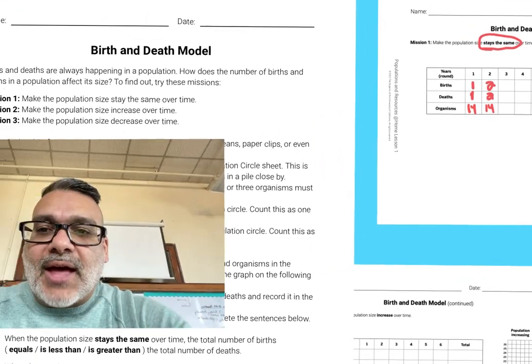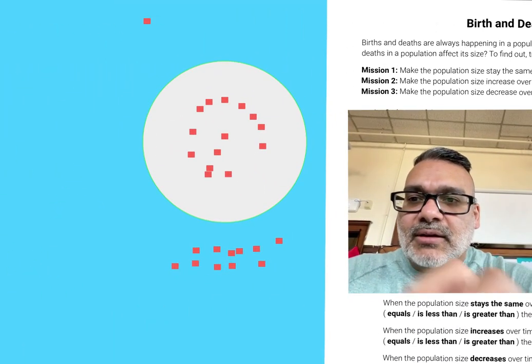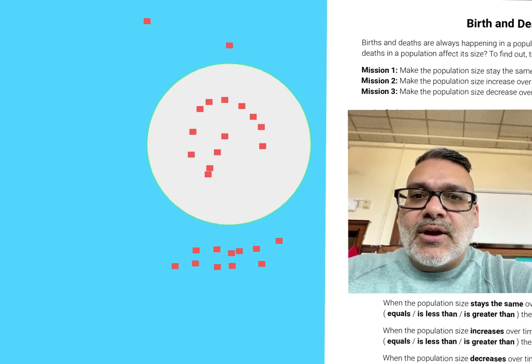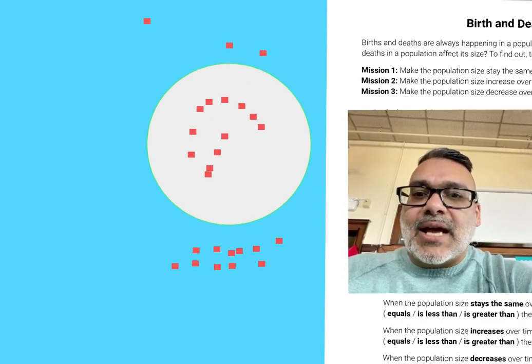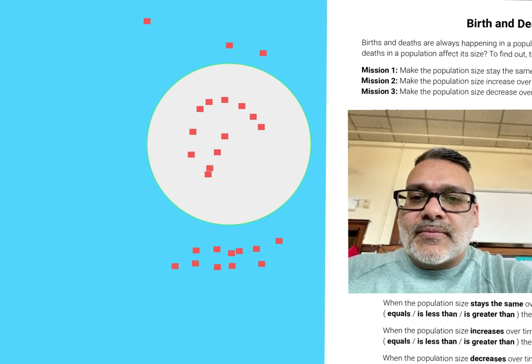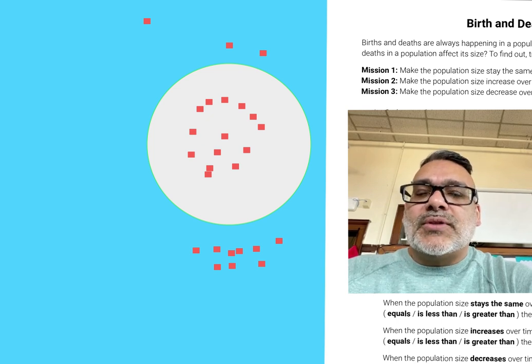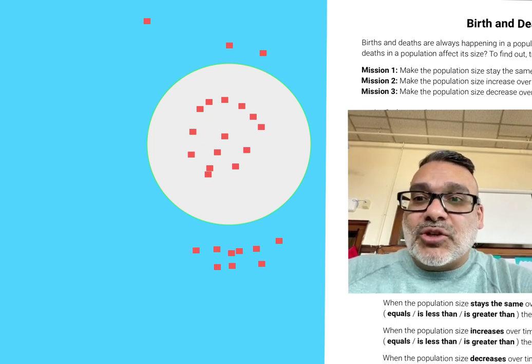So you're going to model that here on your document. You're going to model that with your cubes. So I'm going to do 2 deaths now. There's 1, there's 2 deaths, and now I'm going to do 2 births. 1 and 2. So 2 deaths and 2 births, there you go. So that's mission 1.